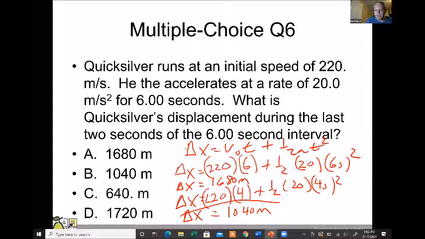So this is how far he went during the first 4 seconds. This is how far he went during all 6 seconds. So how do we figure out how far he went during the last 2 seconds? You subtract. Just subtract 1680 minus 1040, and we end up with 640 meters.